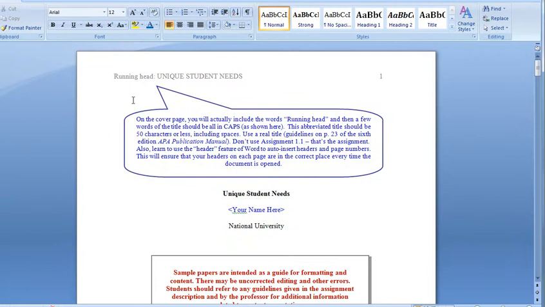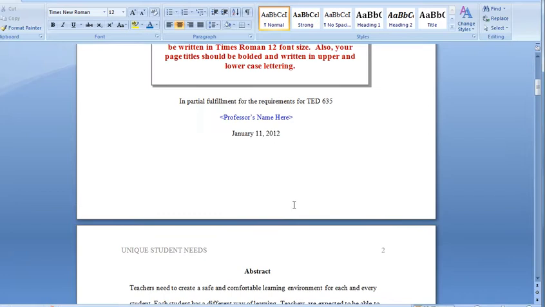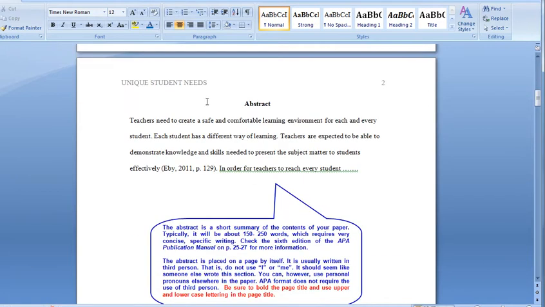It has the unique student needs as a running head at the top, make sure it's a small letter h. You've got your title in the middle, as usual, page number up in the top right. Moving on to the abstract page, which you have, it's numbered, and here is a page header, but it's in caps, and it does not say running head.